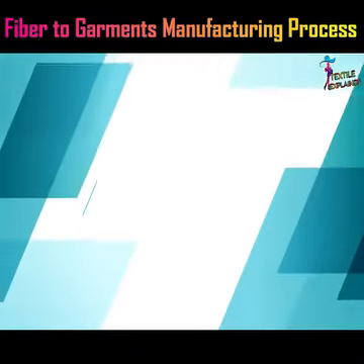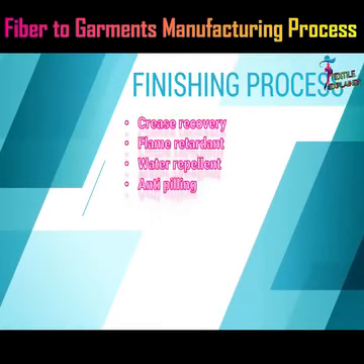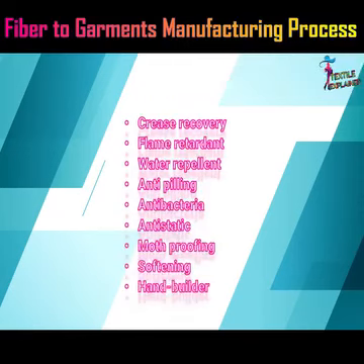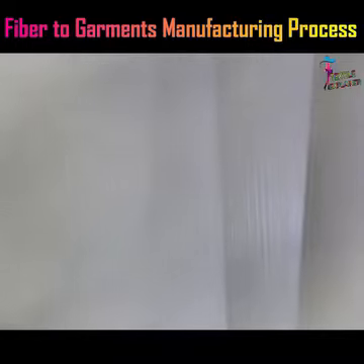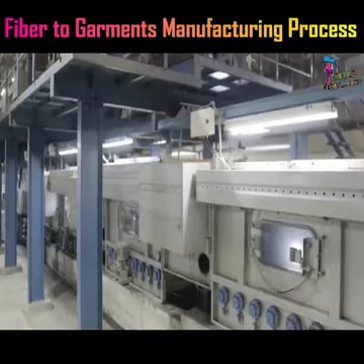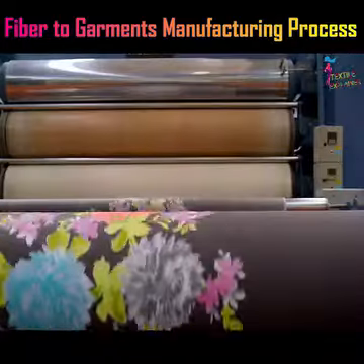In the finishing section, crease recovery, flame retardant, water repellent, anti-pilling, antibacterial, anti-static, moth proofing, softening, and hand builder are the special finishing effects that can be added to fabrics by mechanical and chemical processes according to the end use of the finished products.